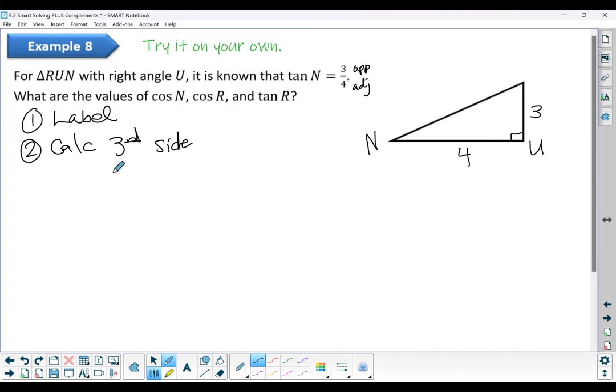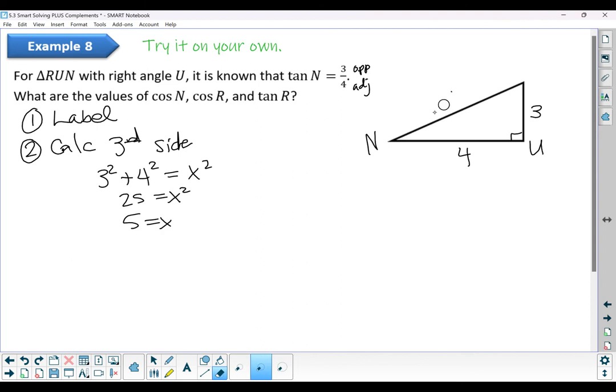And we're just using Pythagorean theorem. So leg squared plus other leg squared equals hypotenuse squared. This is 25 is equal to x squared, so x is 5. This is a Pythagorean triple. It's a pretty common one. It's called a 3, 4, 5 triangle, and it has a right angle in it. All right, so we've got our third side labeled, and now we're ready to answer the questions.